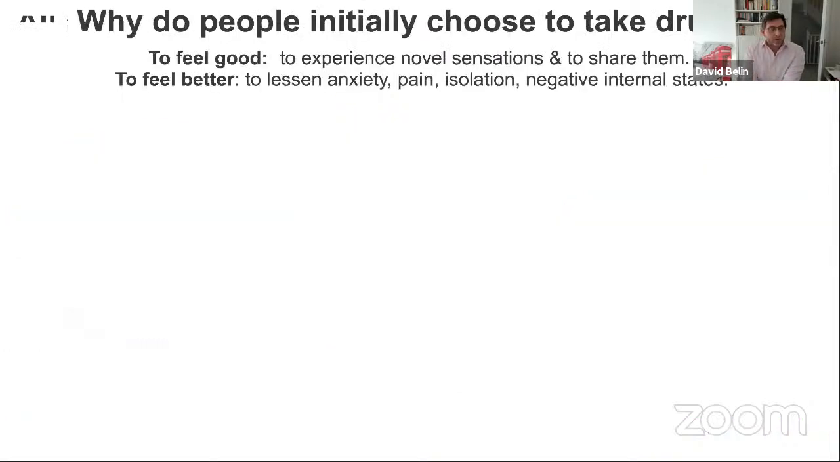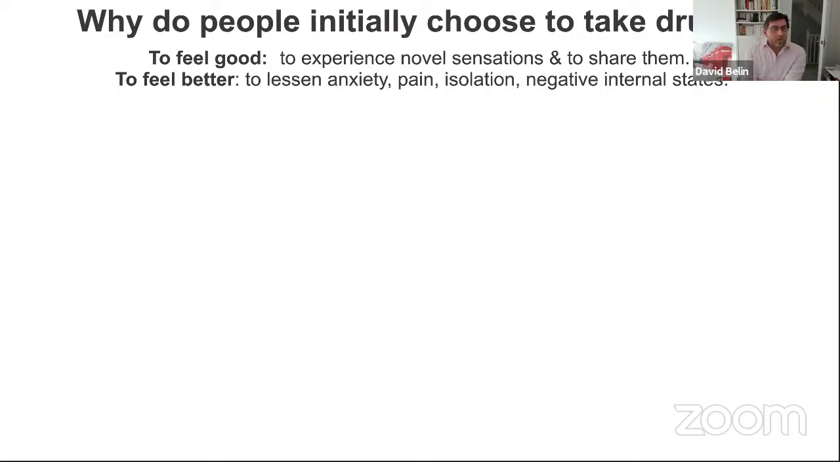But people do not necessarily initially choose to take drugs for the same reason. Some individuals would take drugs to feel good, to experience novel sensations, and to share them. Other individuals would take drugs to feel better, to lessen anxiety or pain or isolation. And there are a lot of examples of such an effect during the COVID-19 related lockdowns. Overall, they will take drugs to medicate negative internal states.